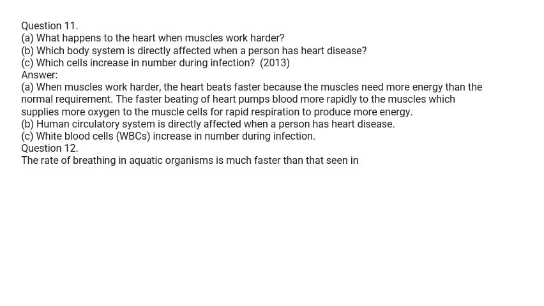So which body system is directly affected when a person has a heart disease? Human circulatory system, it is directly affected when a person has a heart disease. The third question is, which cell increases in number during infection? White blood cells increase in number during infection.